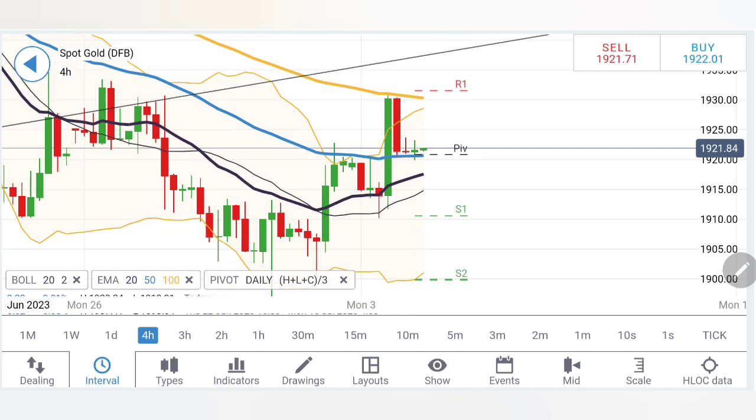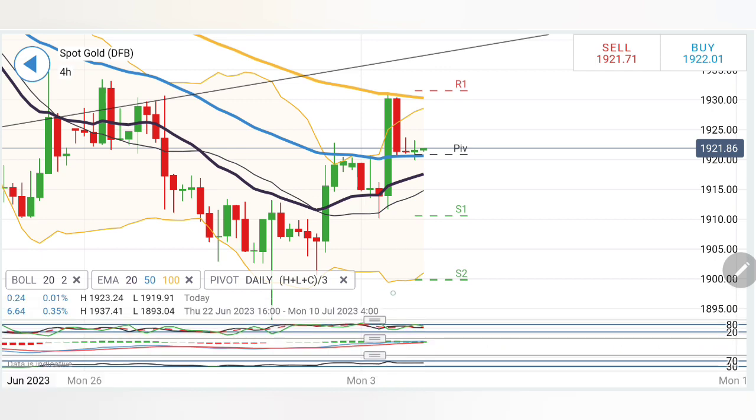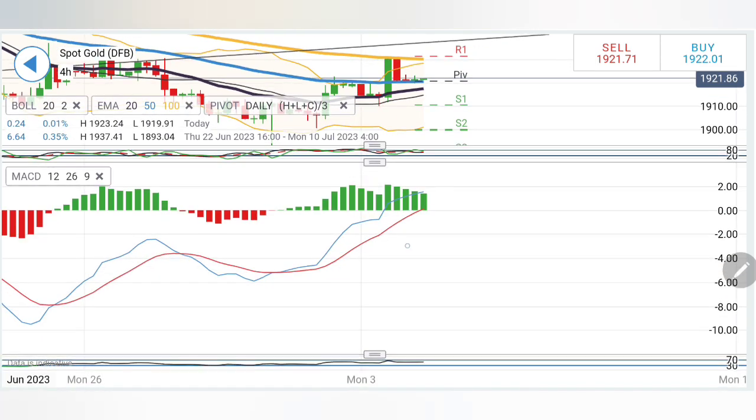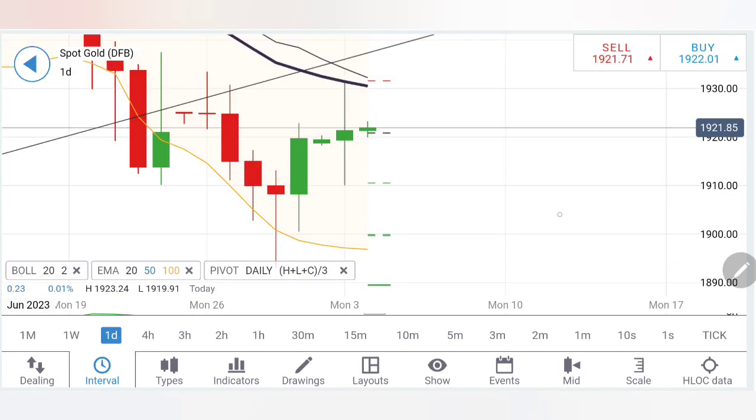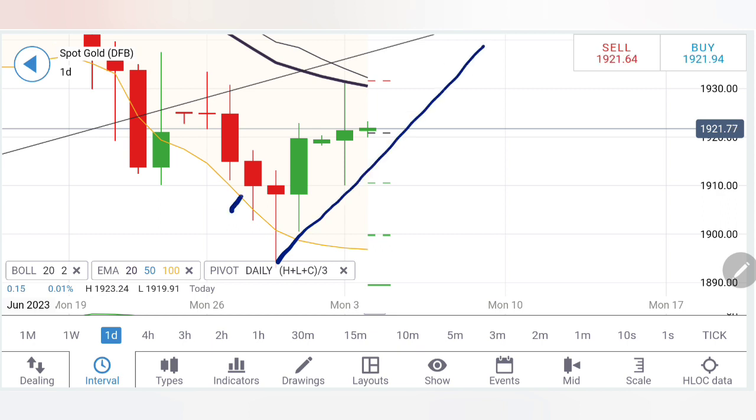Hence, you can buy at 1924. At the same time, a sell entry is confirmed below 1915 only. Stochastic flat, MACD in green, RSI is also flat, and on the daily charts, first of all, one must look at this. It has reversed from the 20 period exponential moving average. Also after this drop, this is a retracement here.